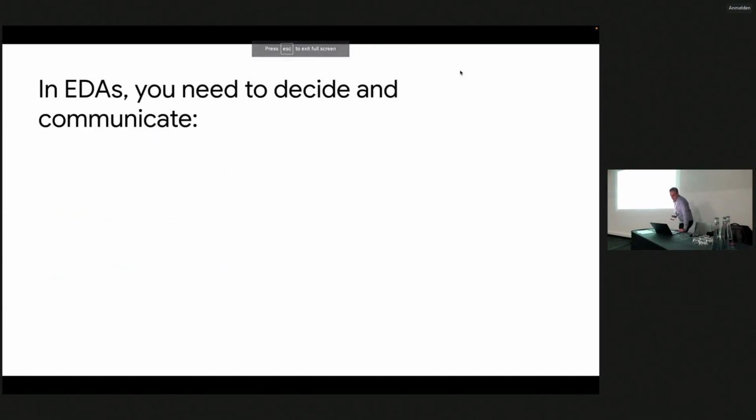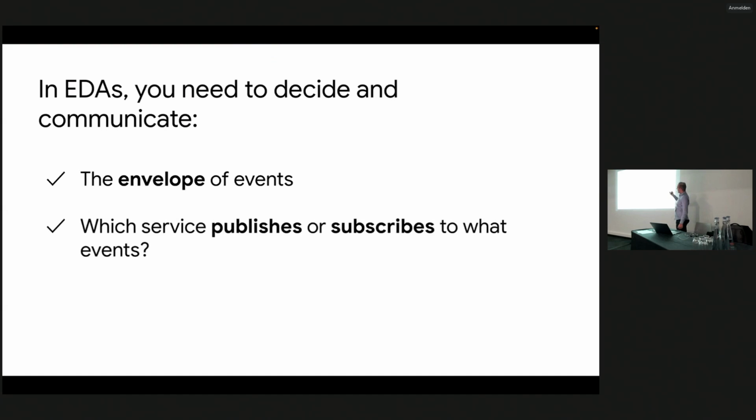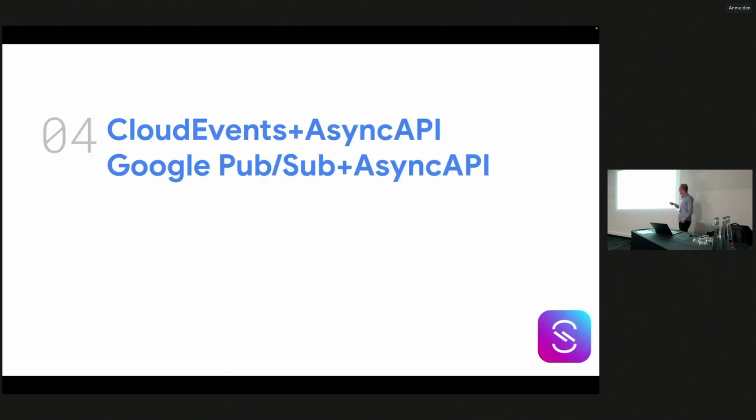Okay, so we got the envelope, and then we got AsyncAPI to document what service publishes or subscribes to what events. But now I think one question I receive is: what about CloudEvents and AsyncAPI? Can I use them both?